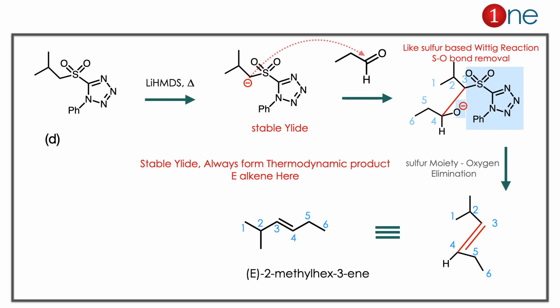Here you have to learn two important things. One is the size of the system. Here big systems are given for confusion. It doesn't play any role here. Just the ylide stabilizes the anion. Second thing is a stable ylide always forms the thermodynamic product because it has more time in the excited state, so it can rotate freely and achieve the stable trans or E form.